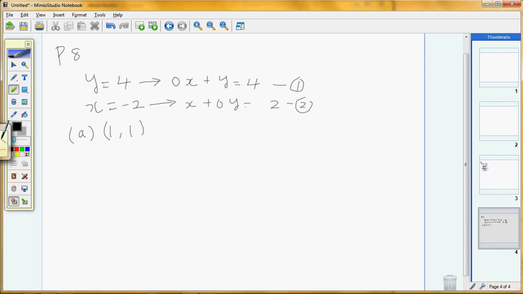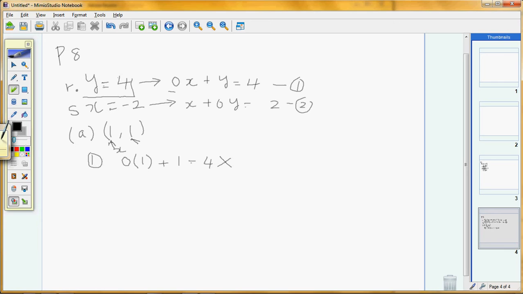We're going to plug that in for the first one. So the first equation, we have 0 times x plus y, where x is 1 and y equals 1. So 1, is that equal to 4? No. So it fails the test of the first equation. Therefore, it's not going to be on this line. We call this line R, right? So it's not going to be on line R.